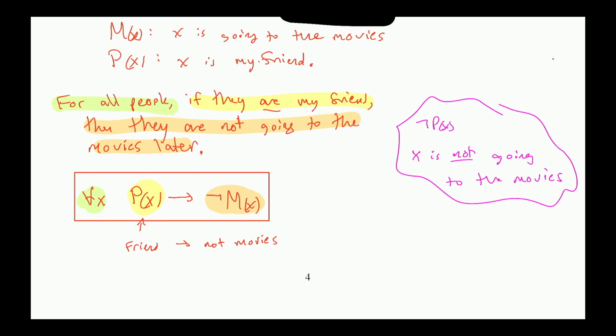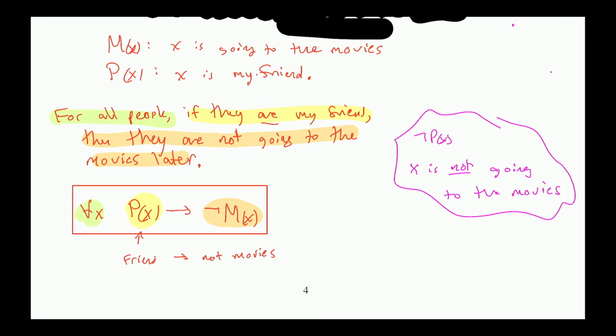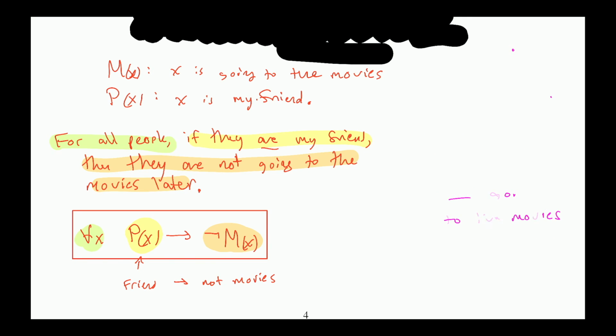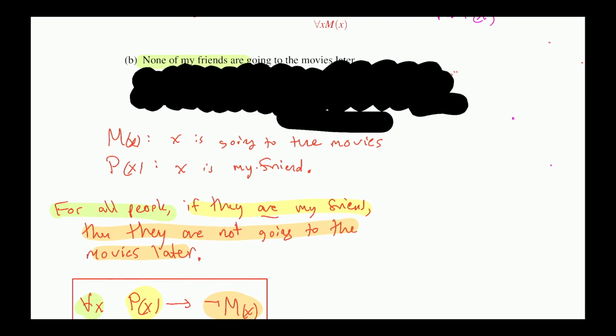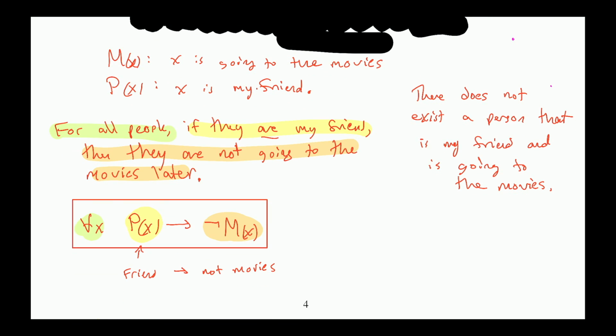Okay, and there are other ways to do it. But let me see, can I think of one real quick? What's the way it was written originally? None of my friends are going. So another way to do that would be, let's get rid of this. How would I say none of my friends? So I would say there does not exist a person that is my friend and is going to the movies. That's another way to say it, right? There does not exist a person, right? Because none of my friends are doing that. So there is not a person that is my friend and is going to the movies.